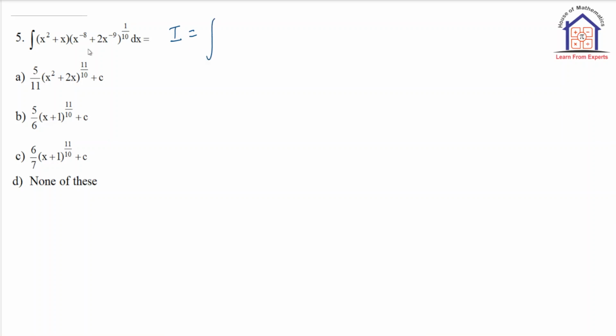Integral is given as x square plus x into x to the power minus 8 plus 2x to the power minus 9 whole to the power 1 by 10. So for using the substitution, I have given this. First I will write this integral: x square plus x into x to the power minus 8 plus 2x to the power minus 9 whole to the power 1 by 10 dx.